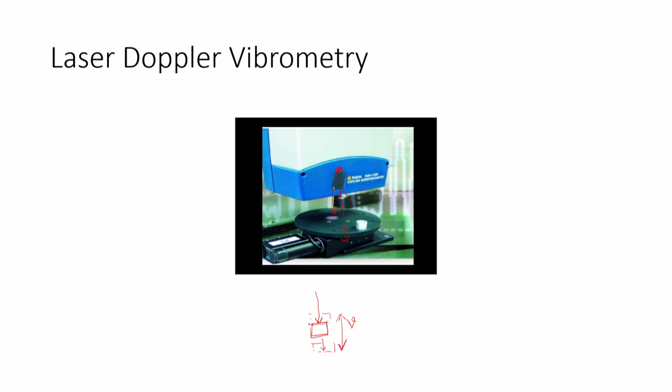So, like that, if you have multiple such systems, you can measure the velocity not only at one point, but at multiple points of a system. This technique is known as laser Doppler vibrometry. It is a very accurate technique. Anyway, so these are the systems that are generally used in a case where the system is not mobile.